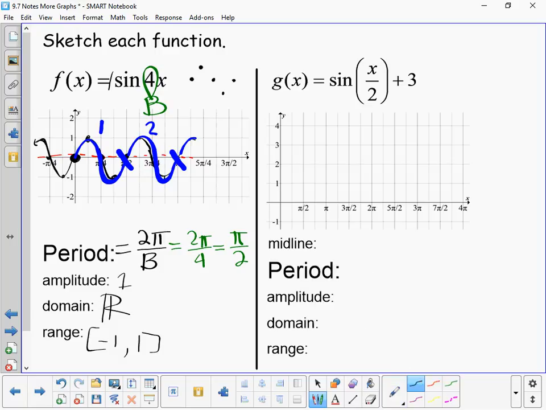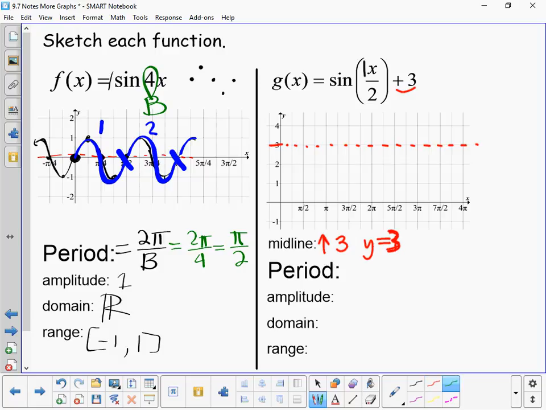G of x is equal to the sine of x over 2, and then add 3. So this is like 1x over 2. Well, first of all, we have a small midline adjustment here. Our function is shifted up 3, so our midline is y equals 3. So this is the midline we'll be using for our function.